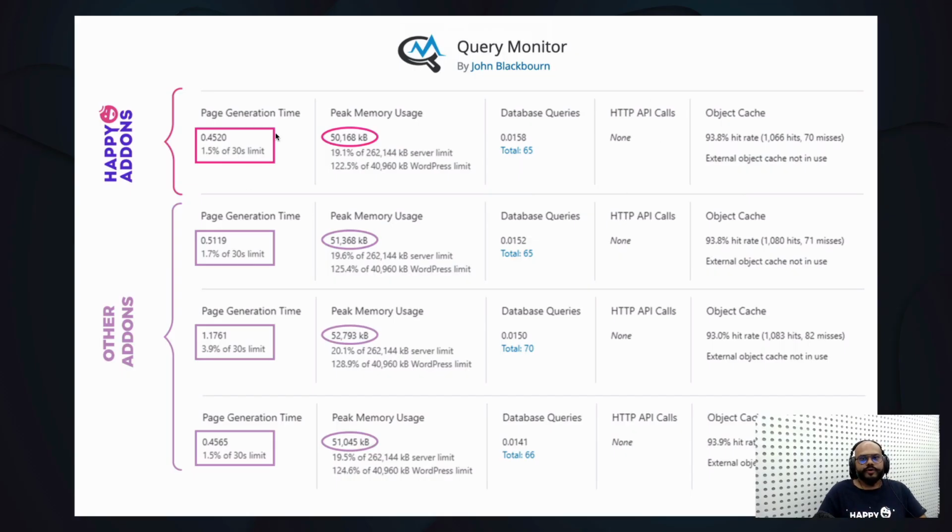We used the Query Monitor plugin by John Blackburn. This will help you check how much PHP memory limit the plugins are grabbing, or how much loading time they are taking from your website and your server while the plugin is loading. In the case of HappyAddons, you can see we are consuming less time than other add-ons.